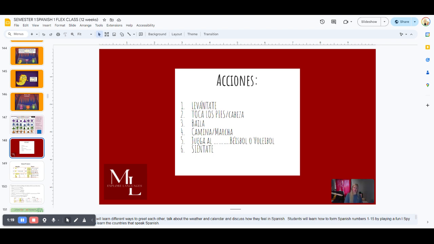Juega al béisbol. Juega al voleibol. Juega al fútbol americano. Juega al fútbol. Fútbol, soccer. Juega al tenis. Juega al básquetbol. Y siéntate. Okay, perfect. So now we can go into our first lesson on grammar.